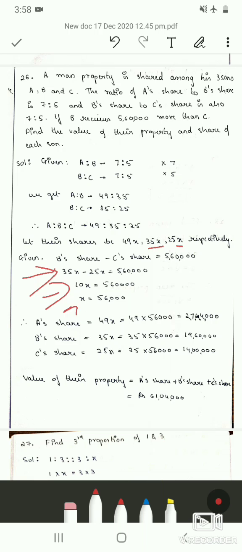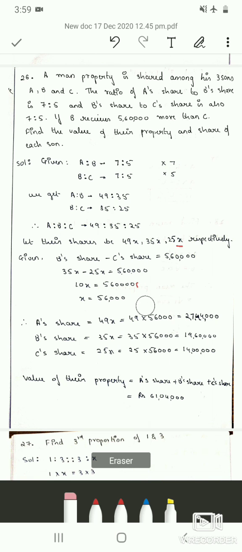So therefore x is equal to 56,000. Sorry, this was 5,60,000. So you got the value of x. Now we can find out the share of individual son. Therefore A's share is 49x. We know the value of x. So 49 into 56,000. So we'll get 27,44,000 for A's share.